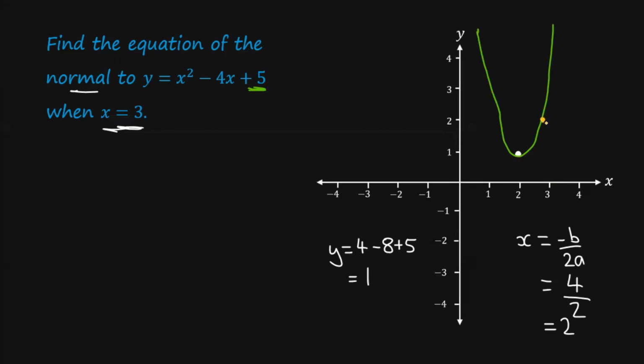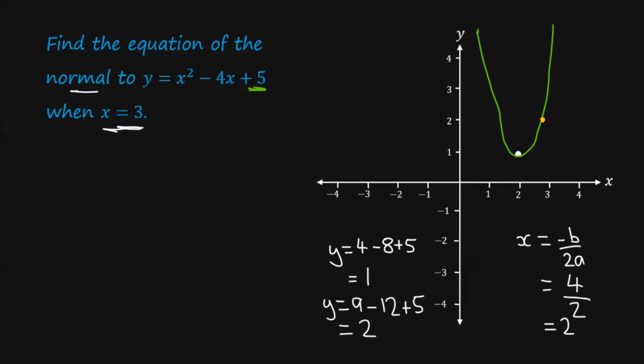So that's the point that x equals 3, and I might even just find the y coordinate for that now. So y equals 9 minus 12 and then plus 5. I've just substituted x equals 3 into that original formula there. And that's going to give me minus 3 plus 5, which is 2. And you can see from the graph, it's roughly there. So there's our point.